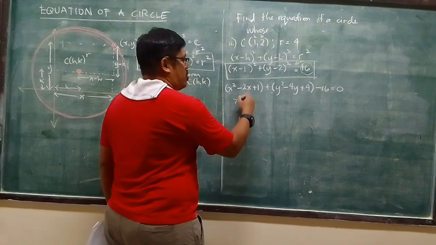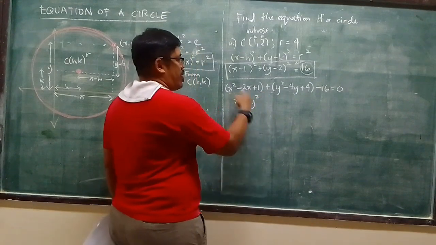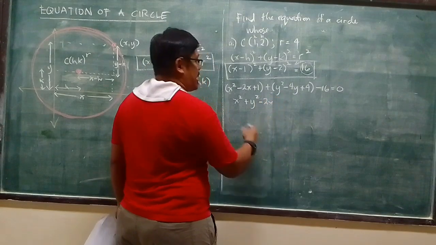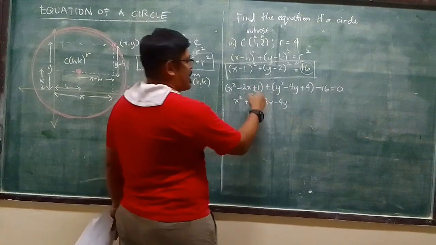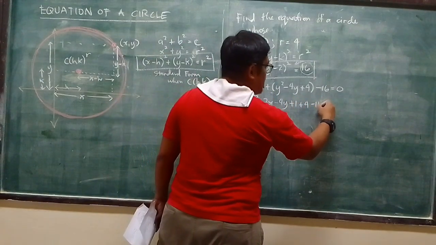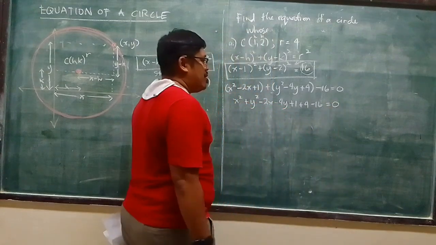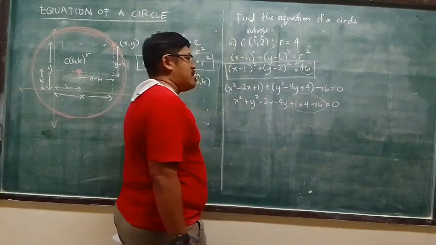Okay, so x squared, then i-arrange ulit. X squared plus y squared, minus 2x, minus 4y, okay, tapos i-add na natin plus 1, plus 4, minus 16 is equal to 0. Lalabas dito ang mga similar terms, itong tatlong constant values na yan.